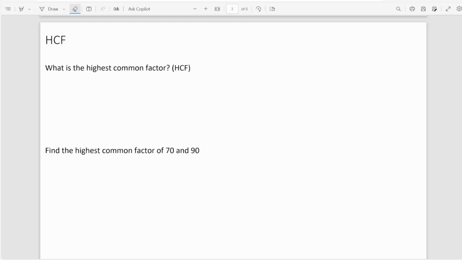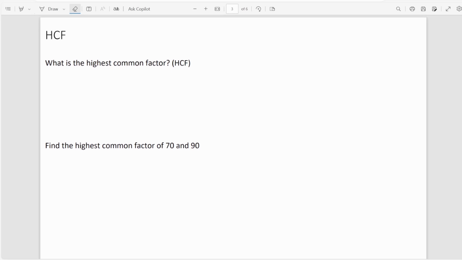In this video we will be covering HCF and LCM, highest common factor and the lowest common multiple. Now let's start with HCF. So what is the highest common factor? Let's say you had two numbers, 12 and 30. The highest common factor would be the number that can divide both 12 and 30, but the biggest number that can divide both of them. So the biggest factor between them, okay?